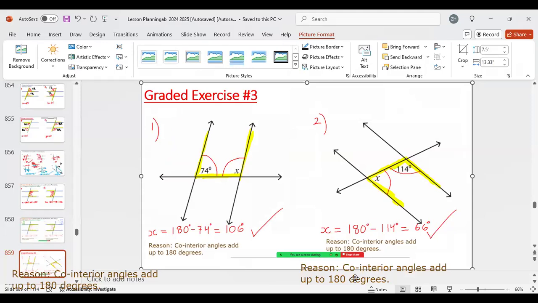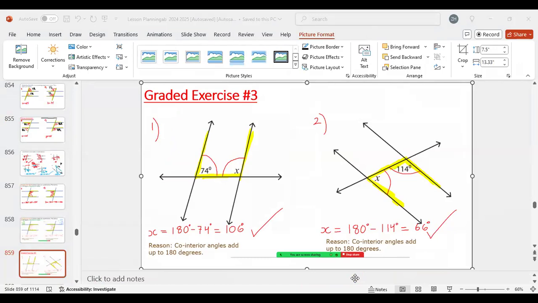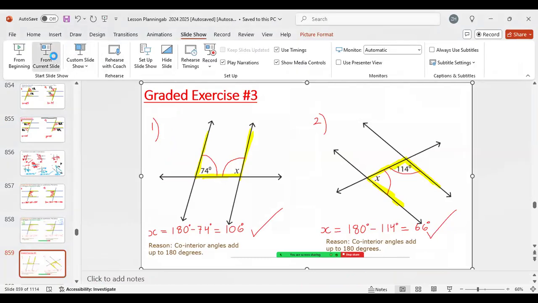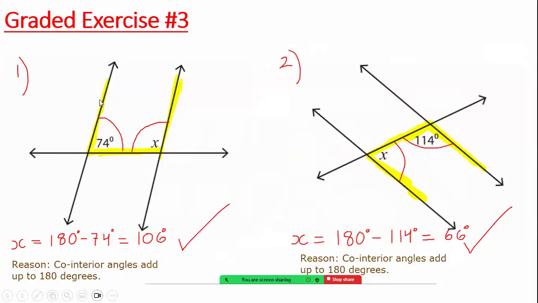How do I get the numbers? Like 180, how do we know 180? The way we know 180, Drayon, is because it's co-interior angles. Once you see it form a C like that, you have to use 180. Oh, once you see it form a C, you have to use 180. All right. Okay, now I understand.